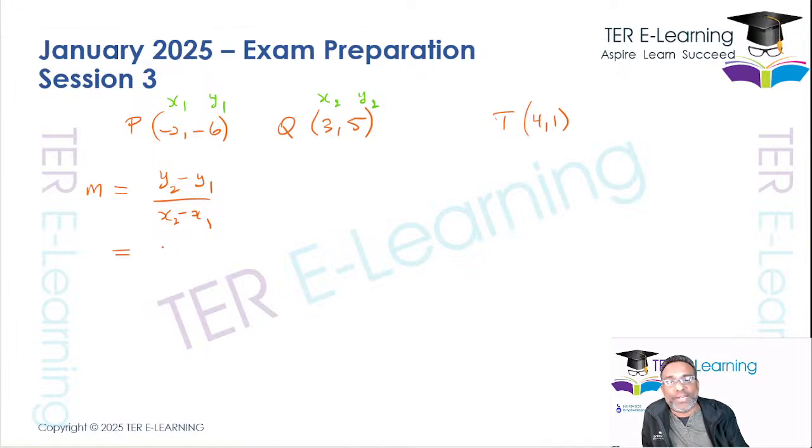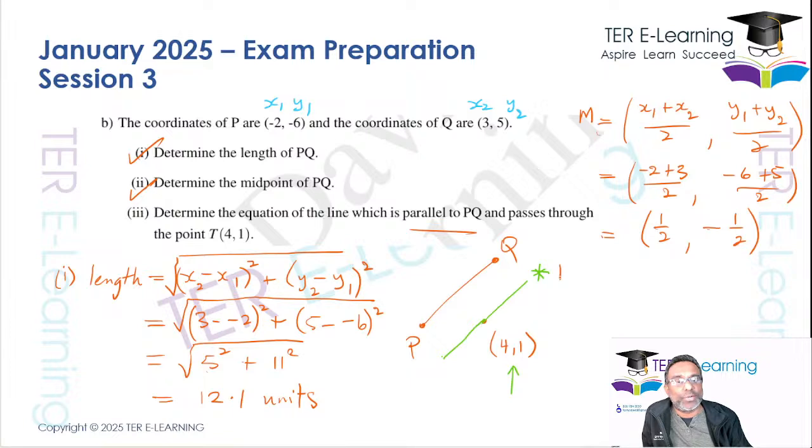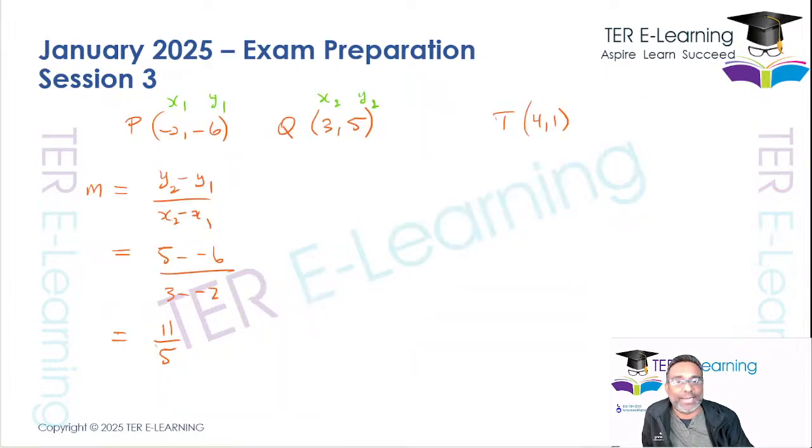So y2 is 5. So this is 5 minus 6 all over 3 minus 2. So that's 6 and 5, 11, and 3 and 2 is 5. So this here represents the gradient of PQ, right? Now, let me just call this green line L2, to help us answer the question. Let's call it L2.